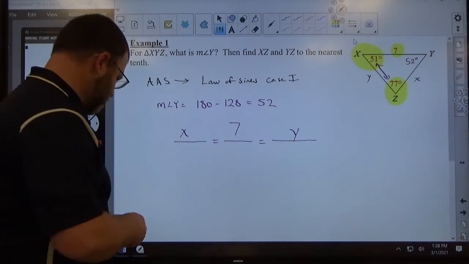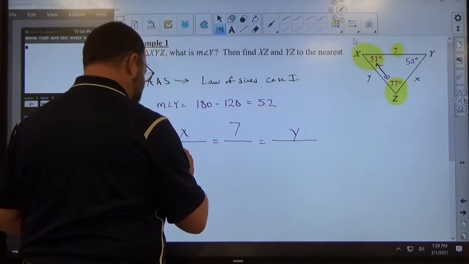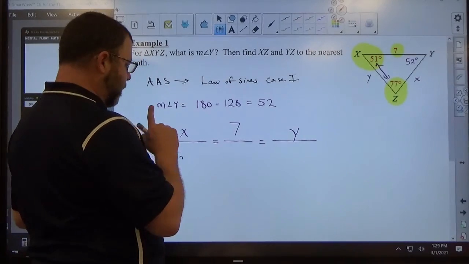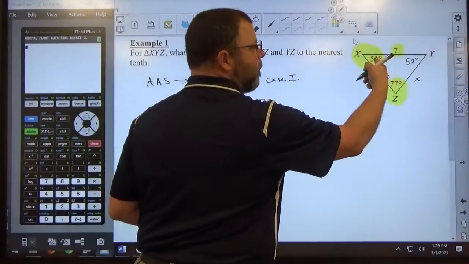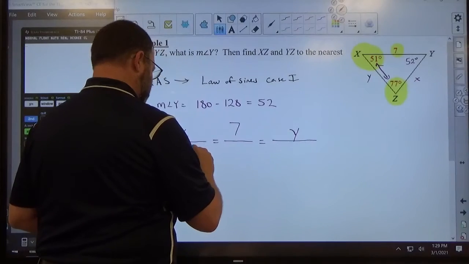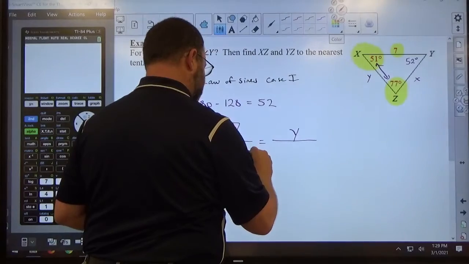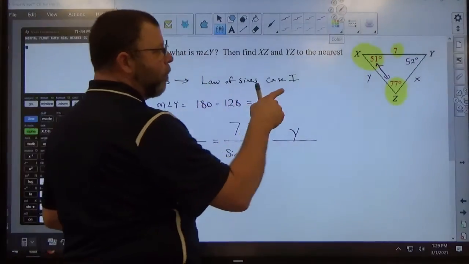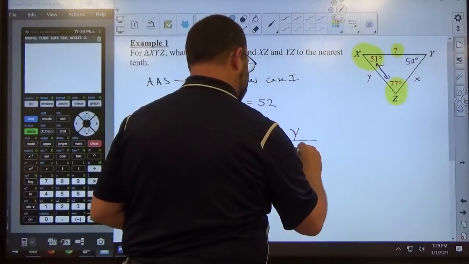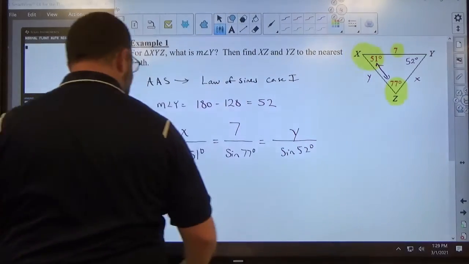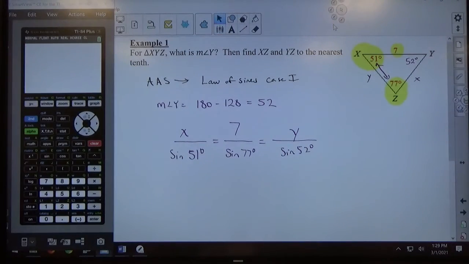On the bottom, I'm doing sine of angles, and the angle opposite side x is 51 degrees. The angle opposite 7 is 77 degrees. And the angle opposite y is 52 degrees. Now notice I didn't write 51 degrees, 77 degrees, 52 degrees. I wrote sine of 51 degrees, sine of 77 degrees, and sine of 52 degrees. It is the law of sines. We must take the sine of each of these angles.